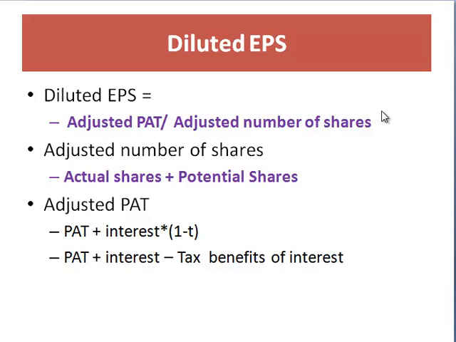Let me first talk about the adjusted number of shares. The adjusted number of shares is the actual weighted shares plus the potential shares, and the potential shares, as we have seen, are the convertible bonds, debentures, ESOPs. So today they are not shares, but there is a possibility that they become shares later on. And when you convert the bonds and debentures into shares, since the interest will not be there, the PAT will also be affected. So adjusted PAT is PAT plus interest into (1 minus T), or in other words, PAT plus interest minus the tax benefit of interest.